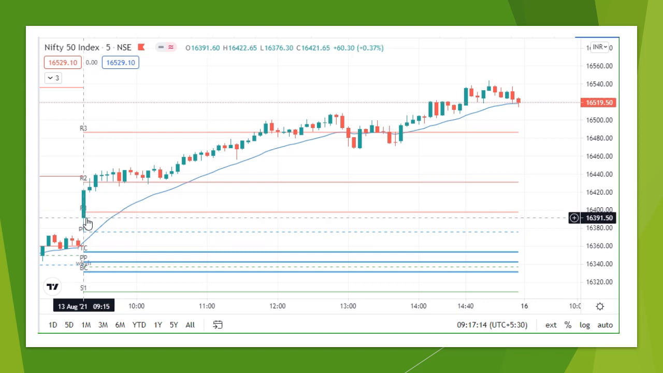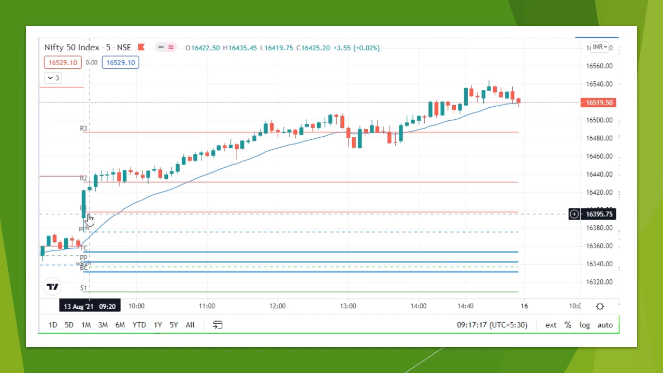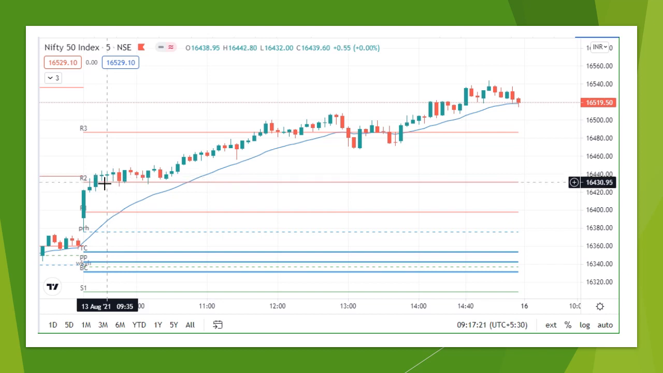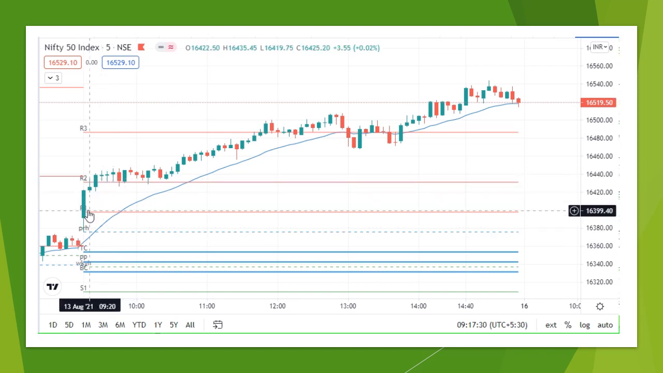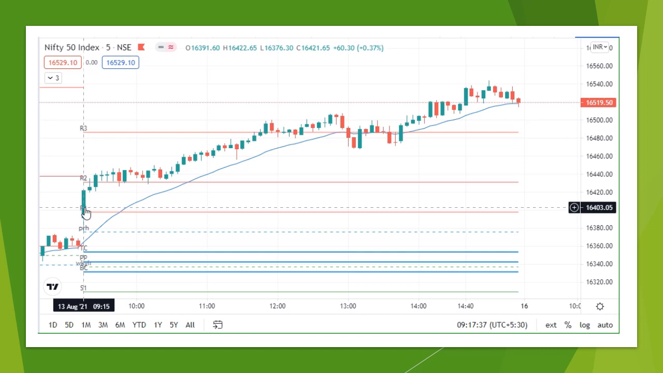With what type of candle did it cross R1? With a small candle like this, with big tails. If it had crossed R1 with these candles, the strength would have been very less. But it opened above the previous day high and crossed R1 with a bigger candle. That means the buyers are more in the market today.